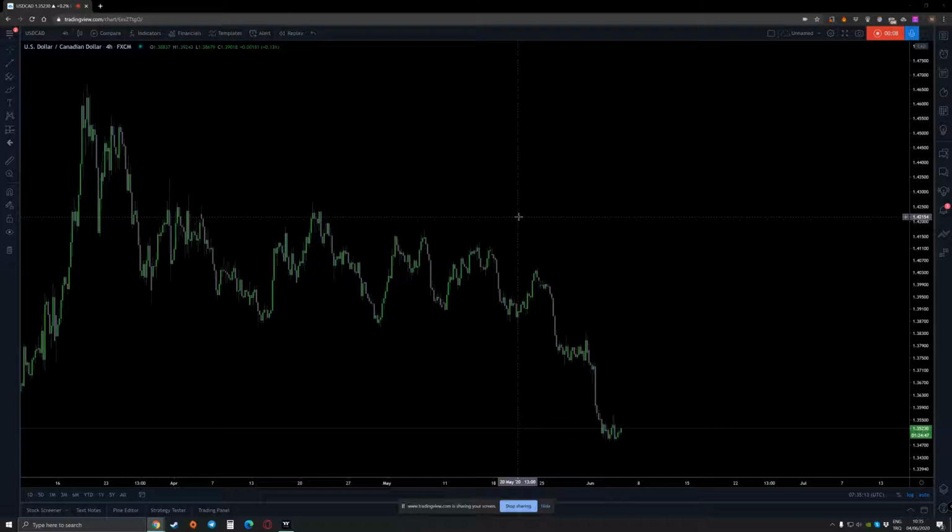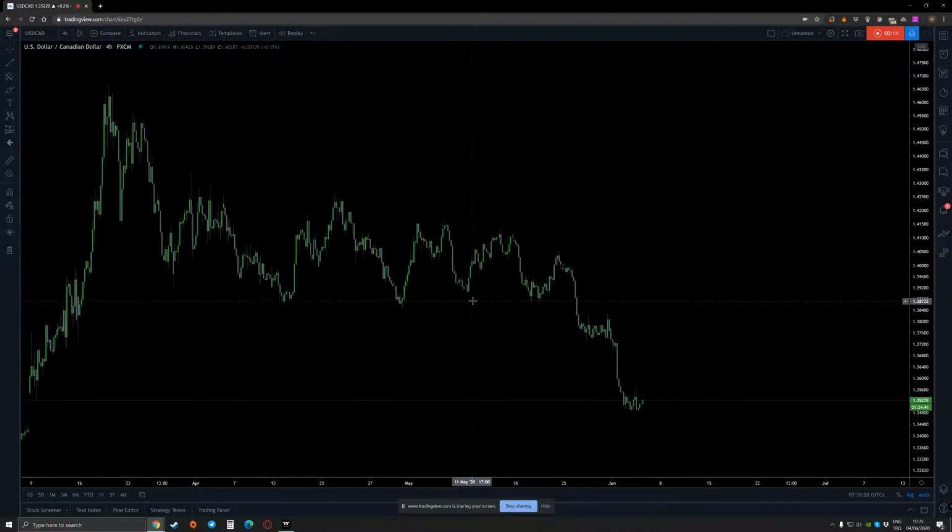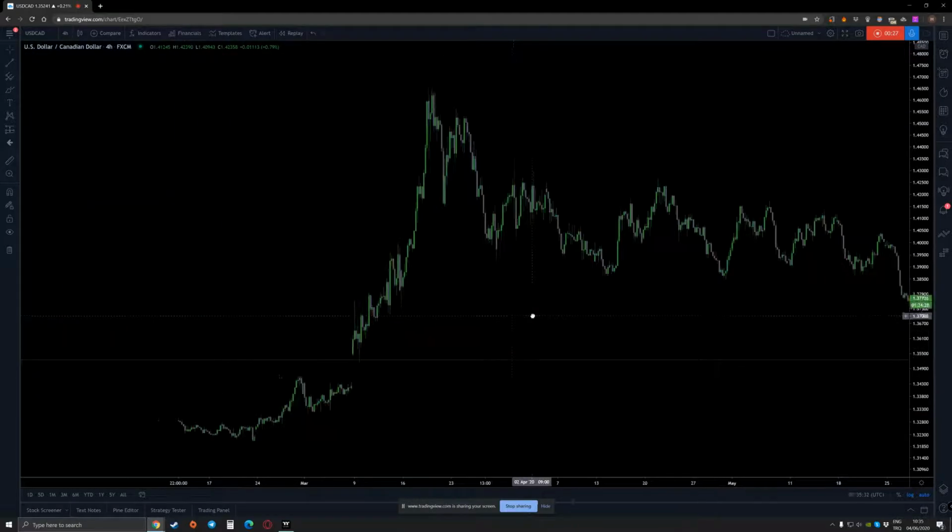Today in this analysis I would like to talk about US dollar Canadian dollar. US dollar Canadian dollar has been bearish for a long time now, since this triangle pattern, or whatever it is, this consolidation pattern, was broken. It's been bearish. Now look what the chart looks like.